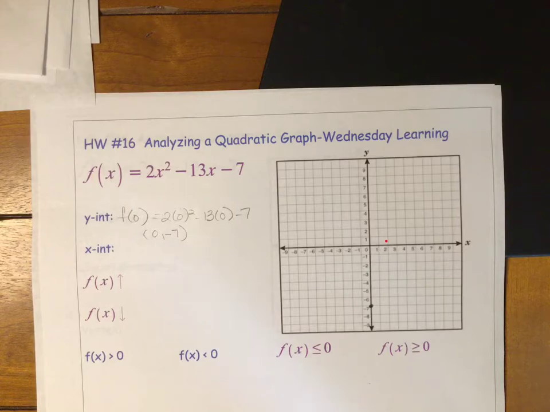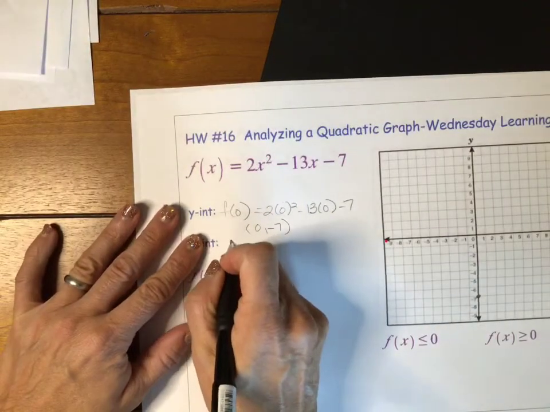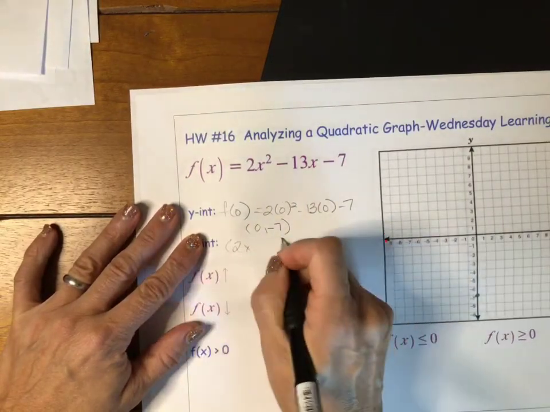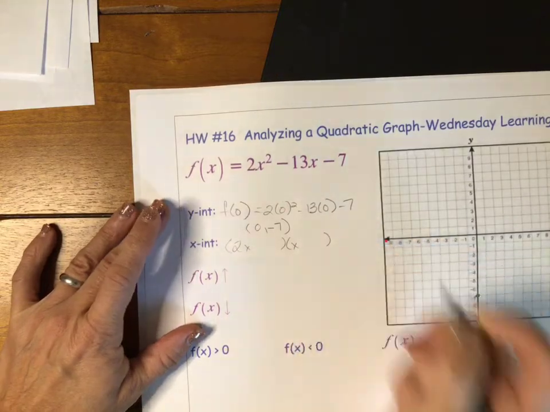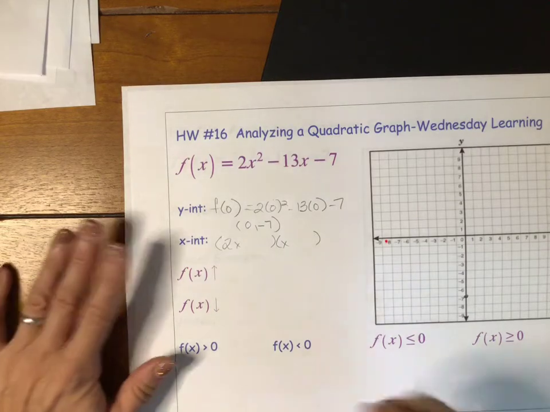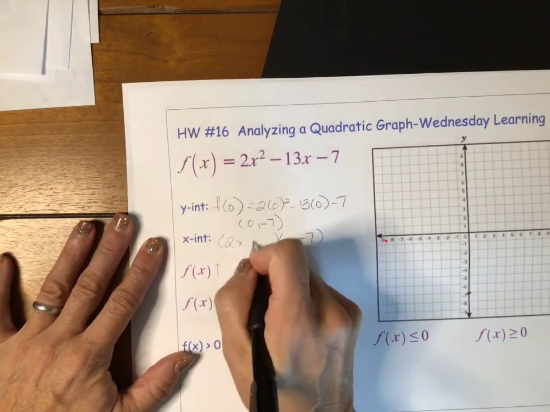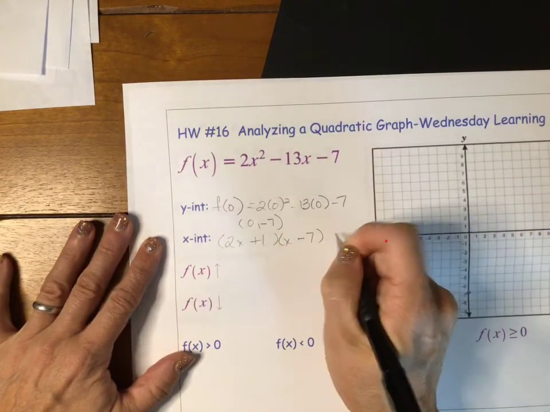All right, x-intercepts. I made this factorable on purpose. Let's say you aren't comfortable factoring or it's not factorable. You could always use quadratic formula. I'm going to factor. So we get the factors 2x and x. And there's only 2 values that would make negative 7, and I got to add to be negative 13. So negative 7, positive 1.